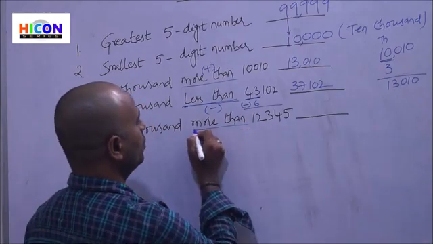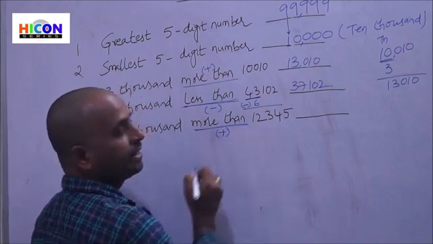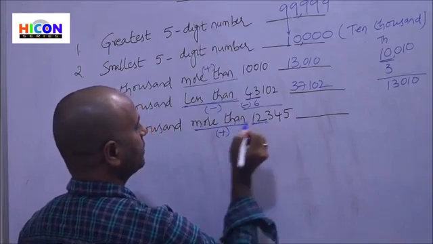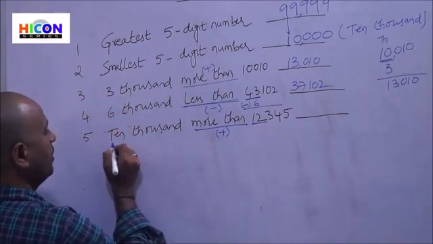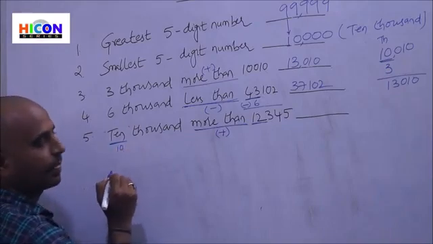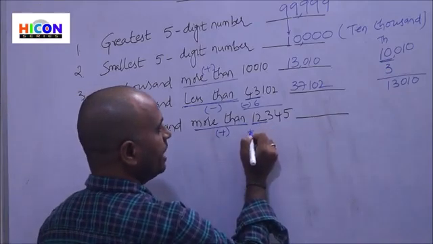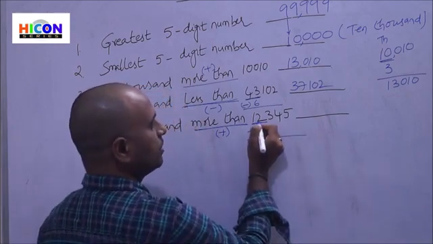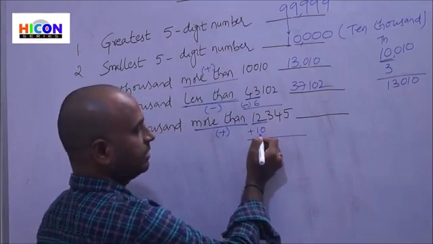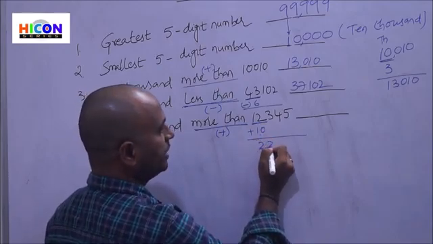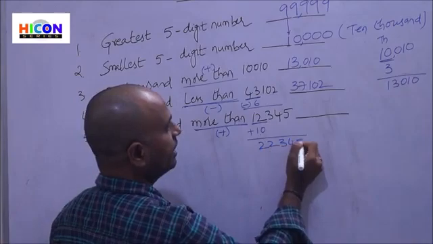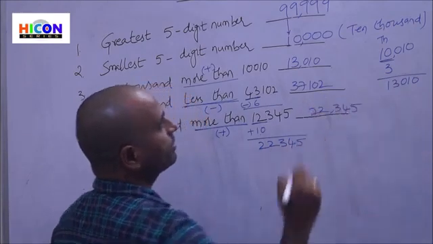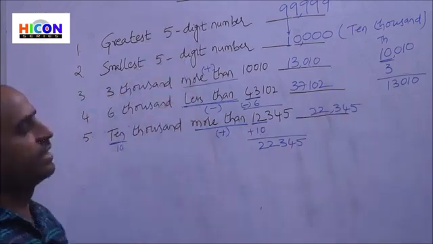Next, the fifth blank is 10,000 more than 12,345. More than means we have to add. In the given number there are 12 thousands, and we add 10 thousands. 12 thousands plus 10 thousands becomes 22 thousands, so the answer is 22,345. These are the answers for the given blanks.